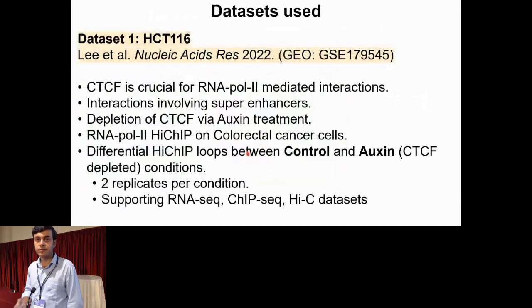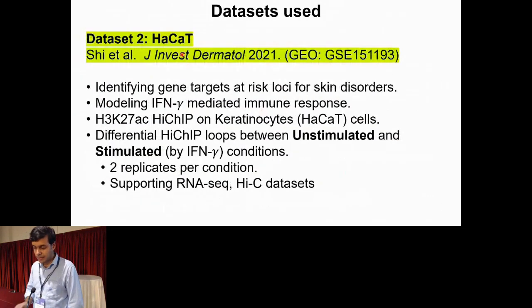And we use three data sets to validate and to benchmark different parameters. First one is the colorectal cancer data published recently on RNA polymerase 2 HiChIP. So the conditions are control condition and auxin-treated CTCF-depleted condition, to check the change of interactions involving super enhancers. The second one is HaCaT cell line data for skin disorders. So for skin disorder, T cell mediates an interferon gamma stimulation. So the loops are differential due to this unstimulated versus the stimulated condition on acetylation HiChIP data.